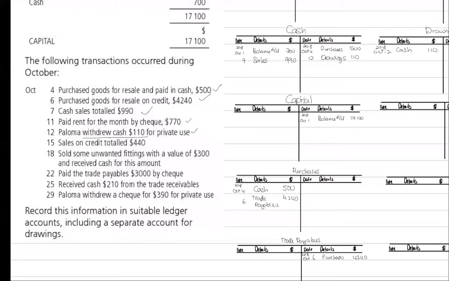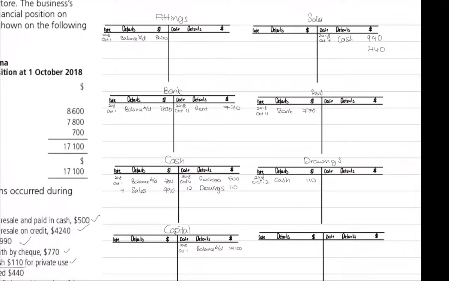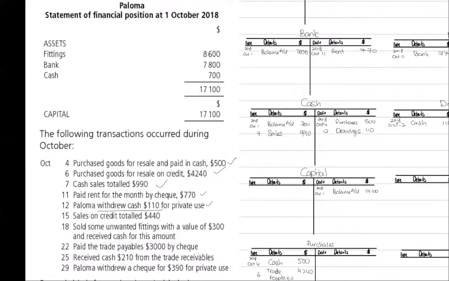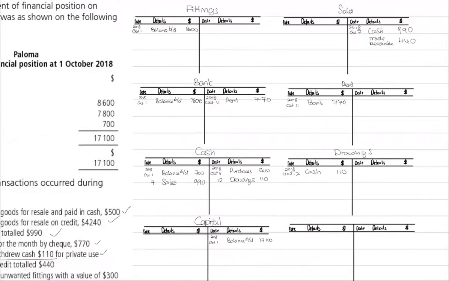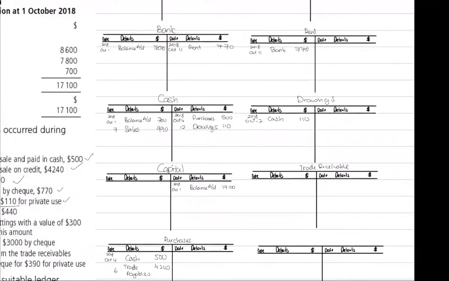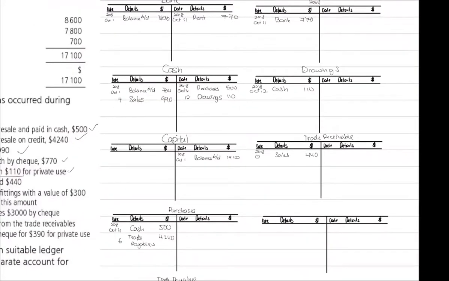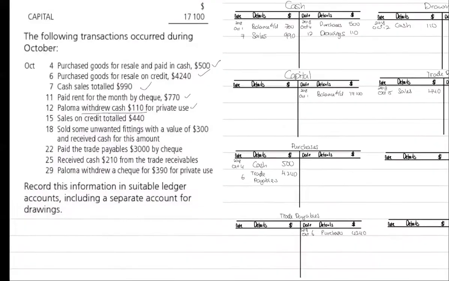Sale on credit total 440. So now you go to your sales account, right? 440 on credit, then it will be trade receivable, because for every sale you will eventually receive the money. Well, eventually or immediately. If it is eventually, then it goes to an account called trade receivable, whereby one day the person that owes you the money will pay you. Trade receivable will be 440 under sales. The date would be October 15, 2018.